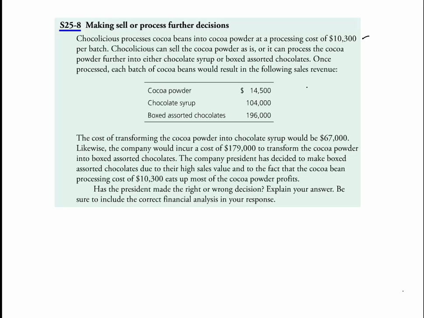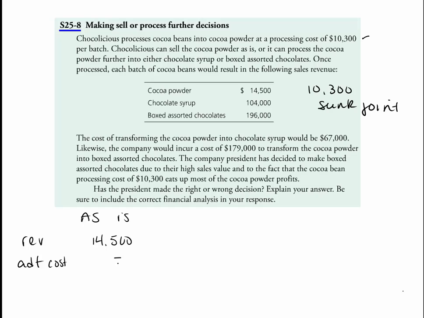Well, we know that the $10,300 is that sunk joint cost, right? Whether I sell it as is, turn it into syrup, or turn it into chocolates, that $10,300 is there for all of those costs. So it's not really relevant to us. So let's look at it this way. If we sell it as is, our revenue will be $14,500. Additional costs will be none. So my net revenue, or my net profit here, $14,500.